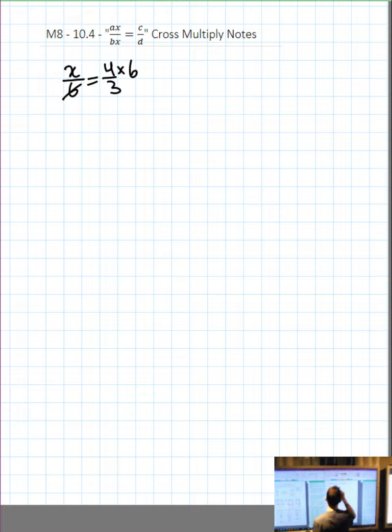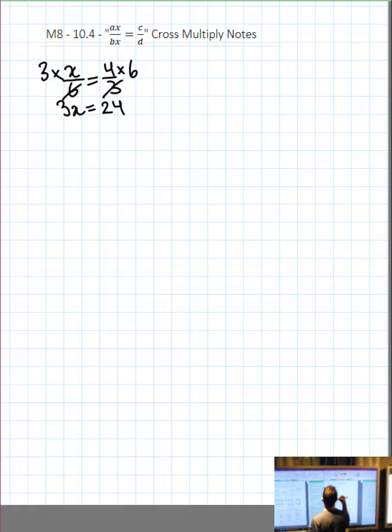Now keep in mind, I could just do 4 times 6 is 24 divided by 3 is 8. I know the answer is 8 anyway, but I just want to show you these methods, cross multiplication. So crossing off the 3 and putting it where it belongs. On the left-hand side, we have 3 times x, which is 3x. On the right-hand side, we have 4 times 6, and 4 times 6 is 24.